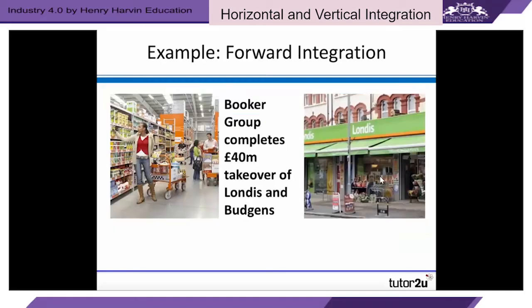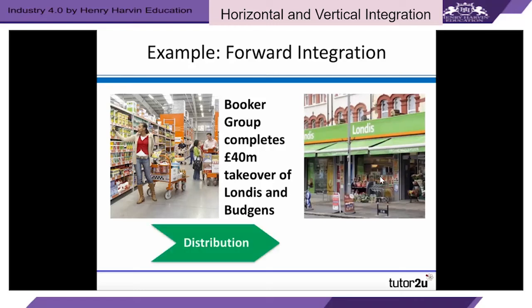Forward integration. Here's a takeover that took place in 2016, and it involved a business called the Booker Group. The Booker Group's one of the UK's largest wholesalers. Runs a bit like Costco, well, very much like Costco, runs large wholesale operations which serve individuals, but mainly small retailers. And what the Booker Group did was it agreed a takeover of a very large chain of convenience stores, a retail business called Londis and Budgens, over 2,000 stores there.